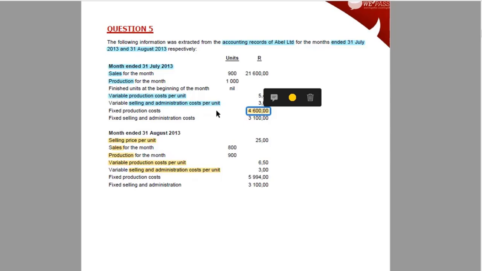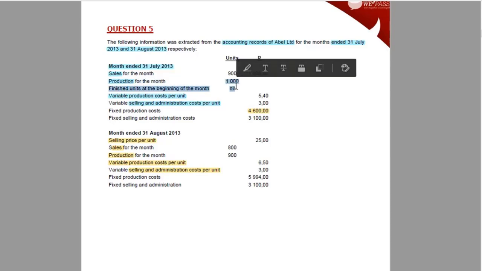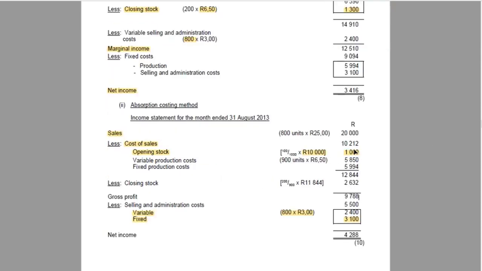That means that you need to determine the variable portion. What did they give me under variable production? They give me the cost per unit, 5.4, and they gave me the production for the month, which was 1,000. So that multiplied by that gives me the total variable. I add my fixed, that's my total cost. Then you say, all right, I still need to have the portion allocated to my opening stock. Then you do the portion method, then you get your 1,000. Done.